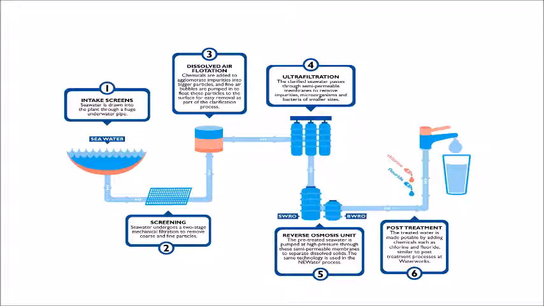Eventually, it will go through the reverse osmosis unit, whereby the pre-treated seawater is pumped at high pressure to these semi-permeable membranes to separate dissolved solids. The same technology is also used in the NEWater process. So the treated water is made potable by adding chemicals such as chlorine and fluoride, similar to post-treatment processes at the waterworks.